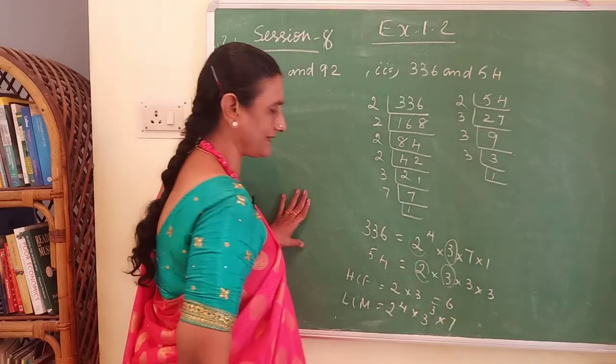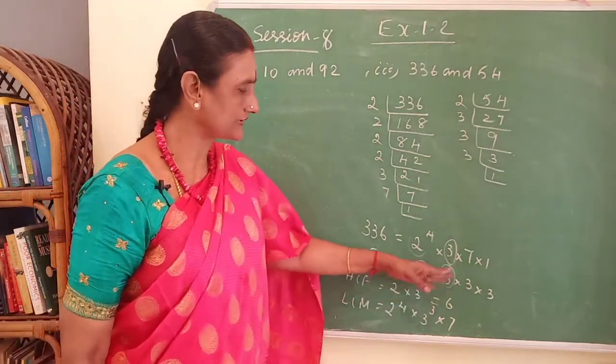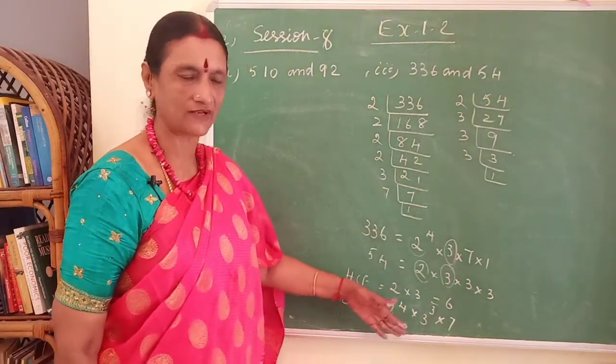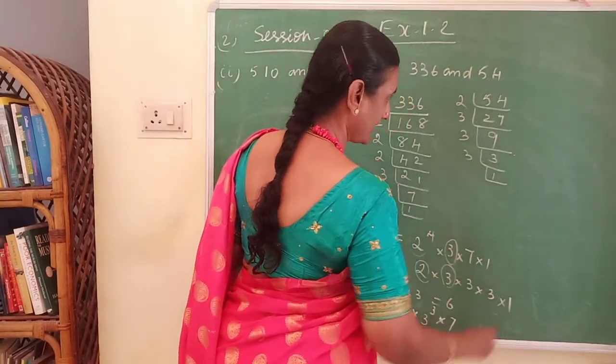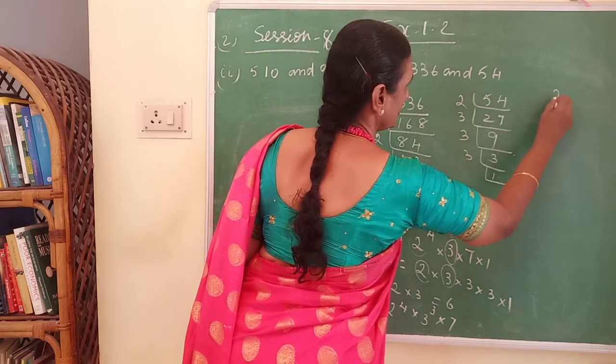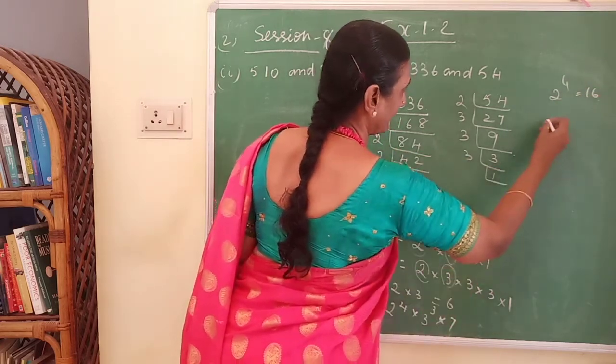So multiplied here, you will get the LCM. Now, of course, no other factors are left out. Therefore, we can take it. Now, here we multiply. 2 power 4 is equal to 16, correct? 16 into 3 power 3.